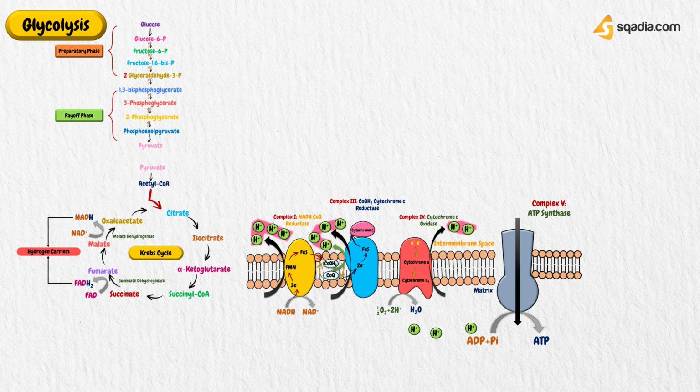Let us revise from Krebs cycle. There was production of NADH and FADH2 that acted as hydrogen carriers and aided in electron transport. There were three complexes involved in NADH electron flow, namely complex 1, complex 3, and complex 4, and a total of 10 protons were pumped from the matrix into the intermembrane space.